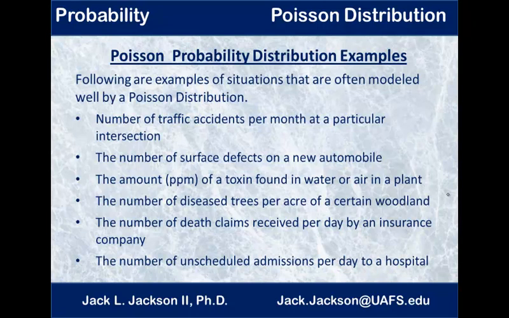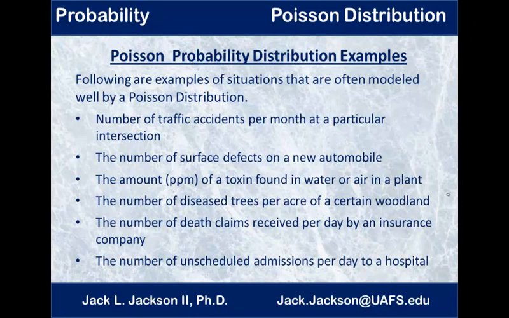The number of traffic accidents per month at a particular intersection. The number of surface defects on a new automobile. The amount, say measured in parts per million, of a toxin found in water or maybe in air, maybe by a plant. So maybe the water that's nearby a particular plant, we can find out how much toxin is in that. If it's very high, then of course the plant is maybe not disposing of their toxins as well as we'd like.